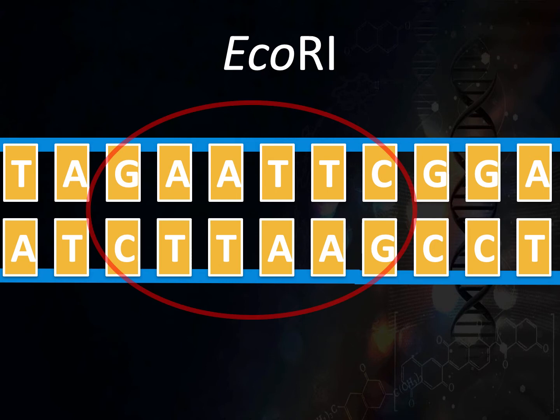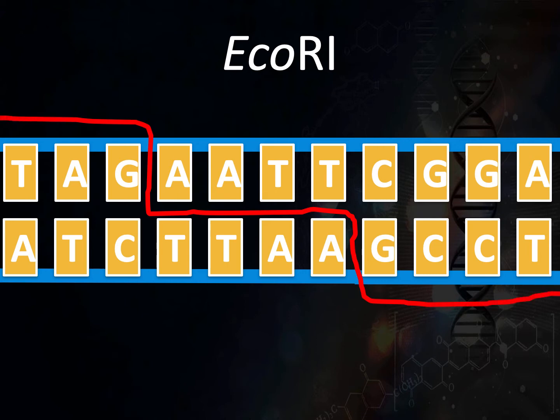Okay? If we look right here, here is our palindromic sequence, GAATTC. Okay, that's the sequence that EcoRI as an enzyme looks for to make a cut. And here's how it's going to cut. It's going to go ahead and chop that DNA like this. So you can see that once it's cut, part of the bottom strand is going to be sticking out, and part of the top strand is going to be sticking out.